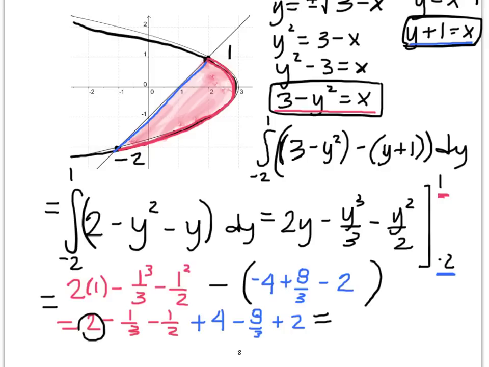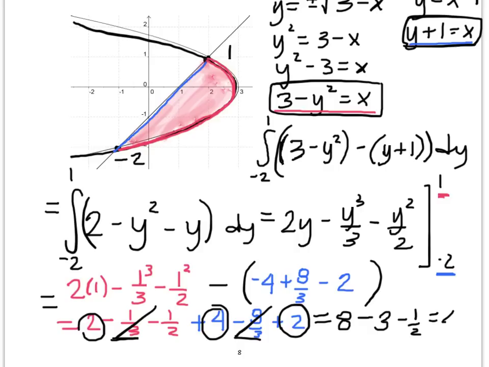So I'm going to combine the 2, the 4, and the 2. And that gives us an 8. I'm going to combine the -1/3 with the -8 thirds, and lucky for us, that gives us -9 thirds, which we all know is 3. So that guy's gone, and that guy's gone. And the only thing left is the -1/2. So 8 minus 3 is 5. 5 minus a half is 4.5. So that's the area of the shaded region. Yay, ta-da!